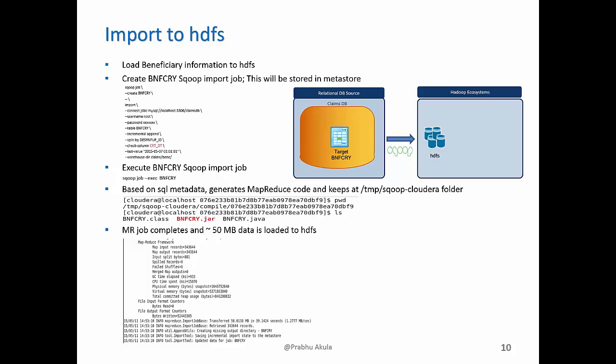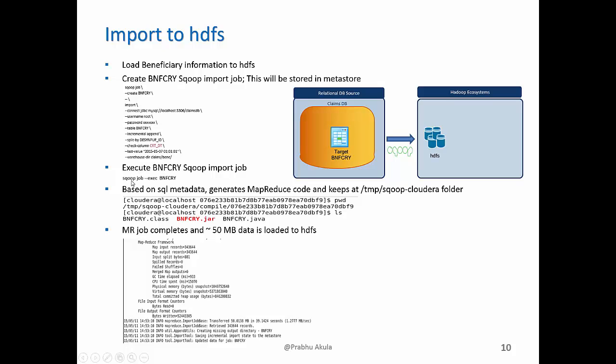And if the directory already exists, it's going to complain saying that the directory already exists, and the job is going to fail. But if it is a warehouse directory, it's going to create underneath without any complaints. So this is the job that I created. Now we need to execute the job.